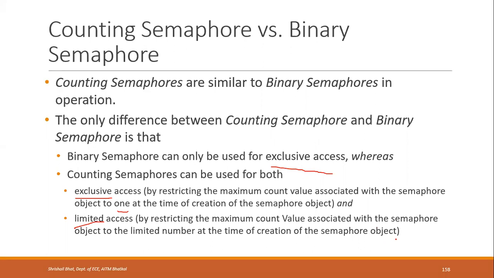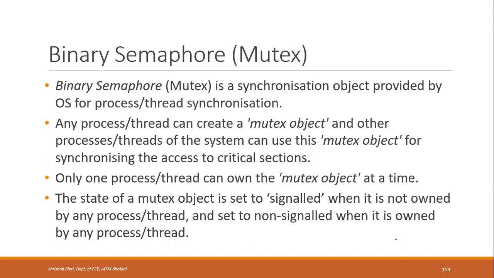So we have seen counting semaphore with an example. Similarly, we will see a binary semaphore. Binary semaphore is also called mutex. This is a synchronization object, just like counting semaphore, provided by the OS for process or thread synchronization. Any process or thread can create a mutex object, and other processes or threads of the system can use this mutex object for synchronizing the access to critical sections.